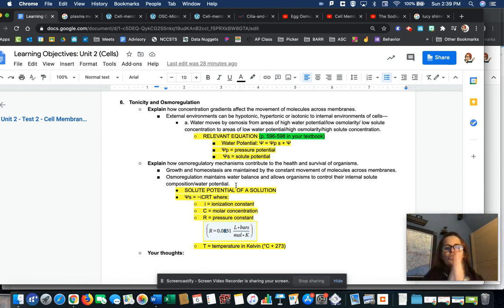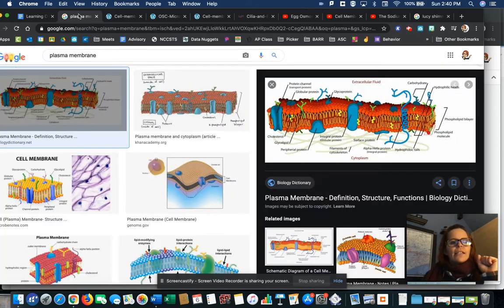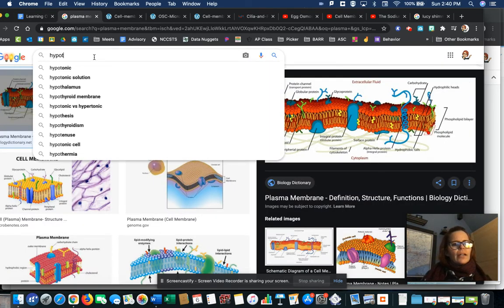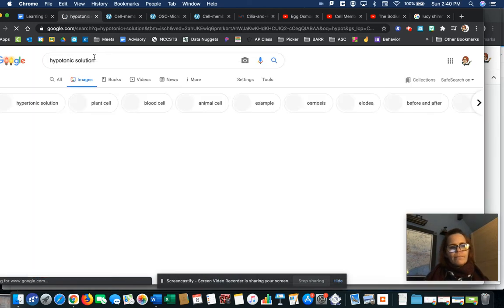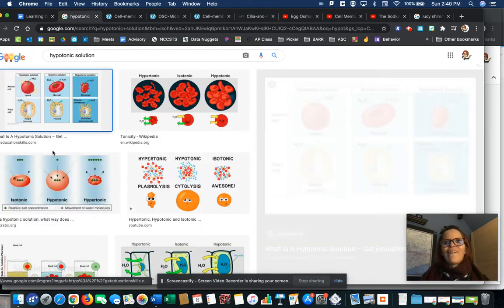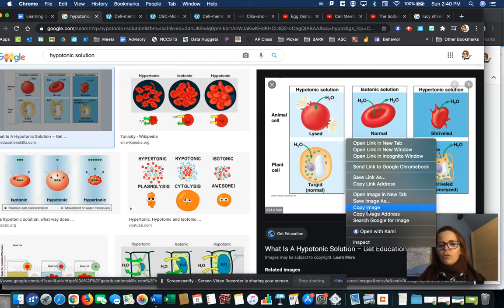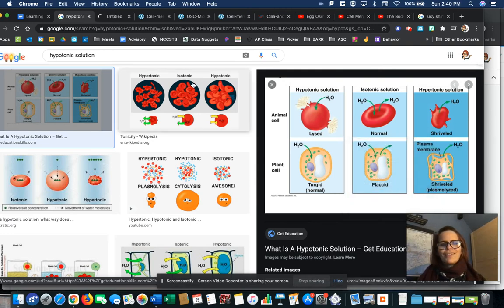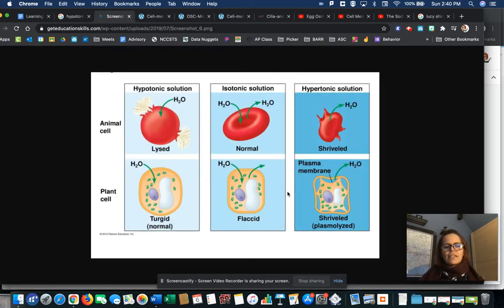All right, so I'm up here again. External environments can be hypotonic, hypertonic, or isotonic to internal environments of the cell. So let's practice those words. Let's try hypotonic solution. I'm hoping we'll have a comparison. Oh, we found a comparison one. This is perfect. Open it in a new tab, and let's take a look at these. Okay, so these are awesome. This is exactly the image that I wanted.